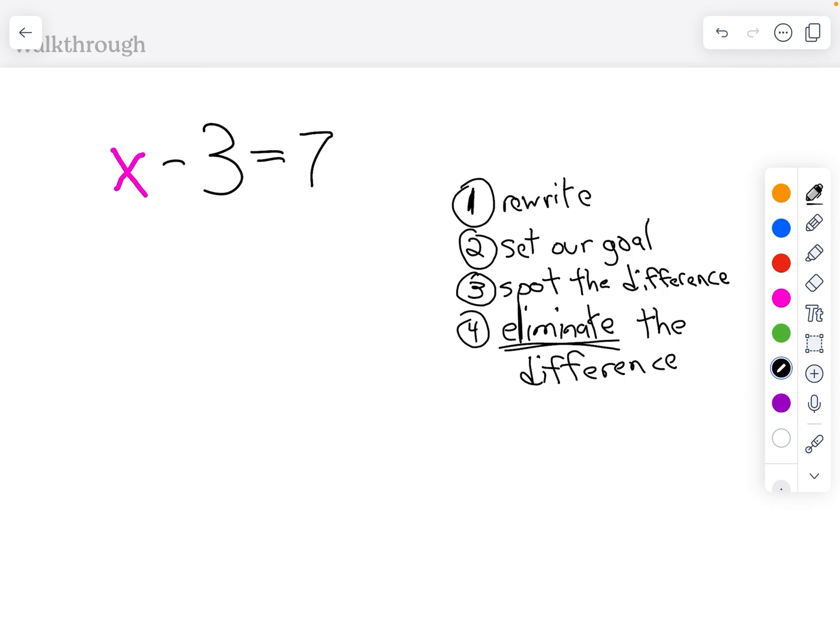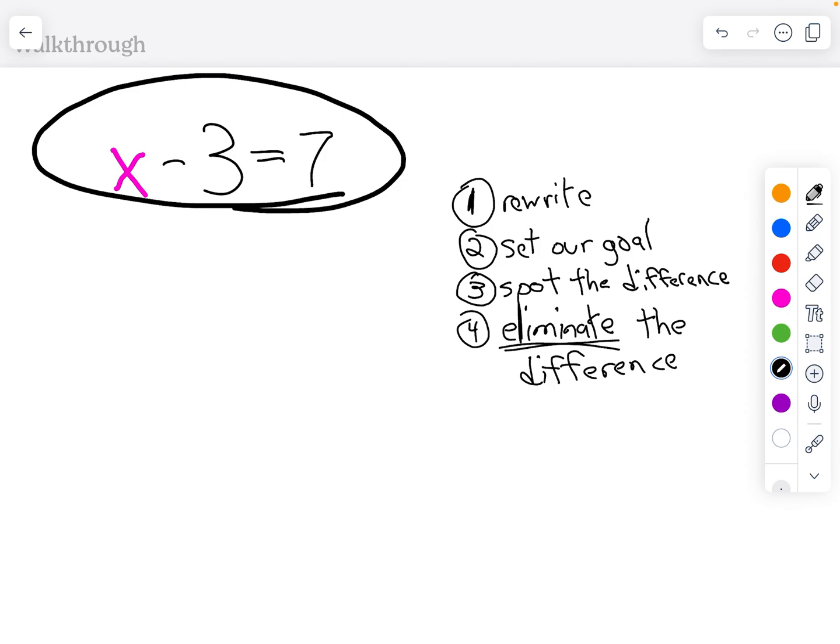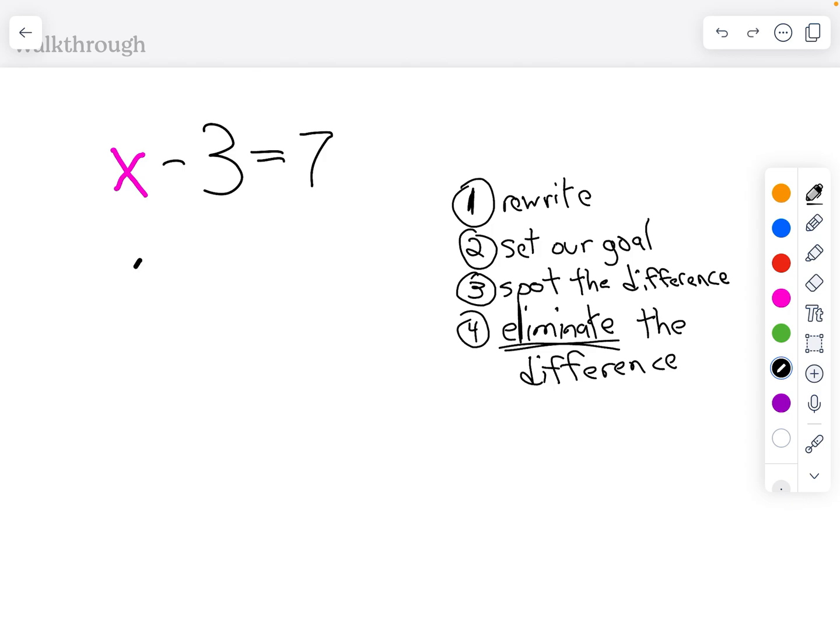So here we go. First thing we're going to do is rewrite. This is the problem that I gave you, and you got to rewrite it. Now, the benefit of rewriting is that if you like your variable on the left side and it's on the right side, you can move it to the left in this rewriting step. Step 1, done.